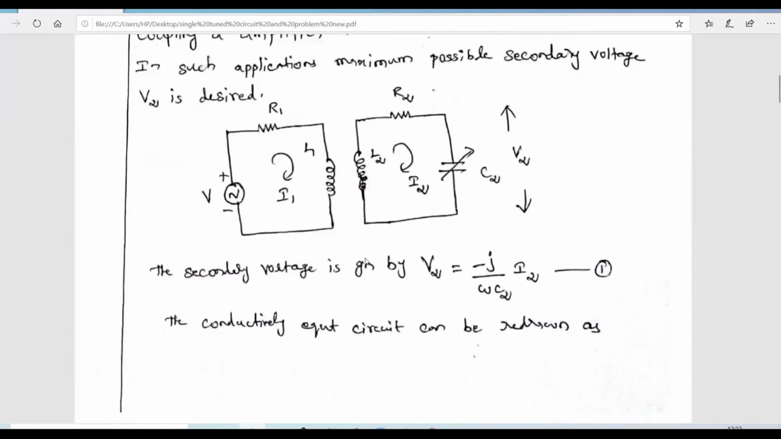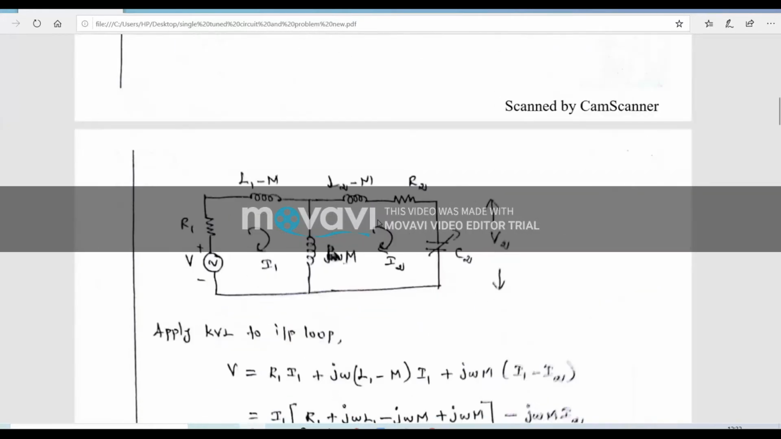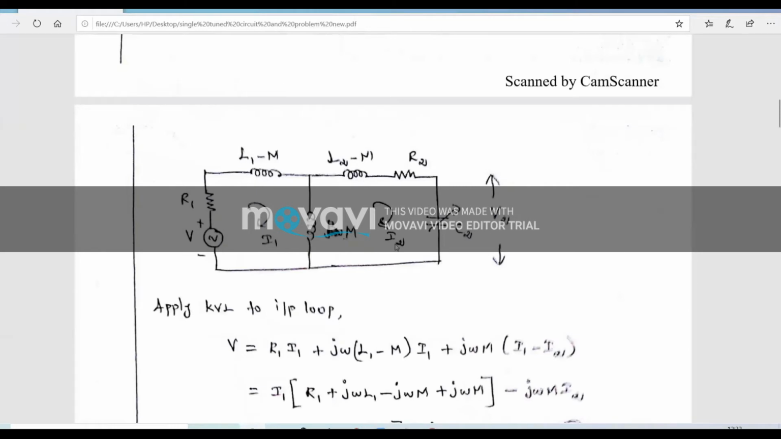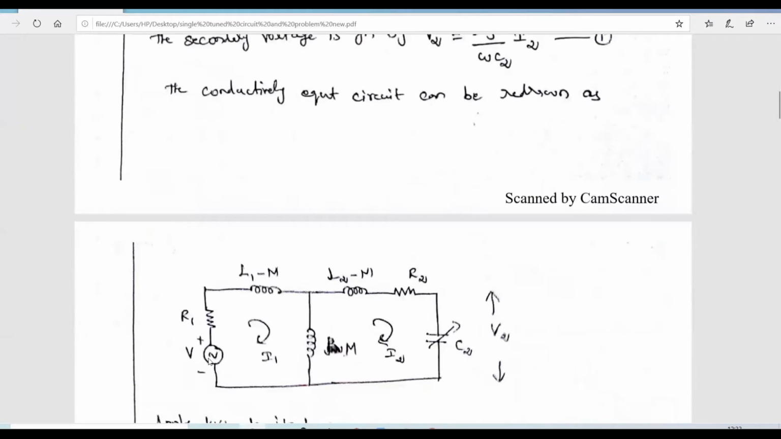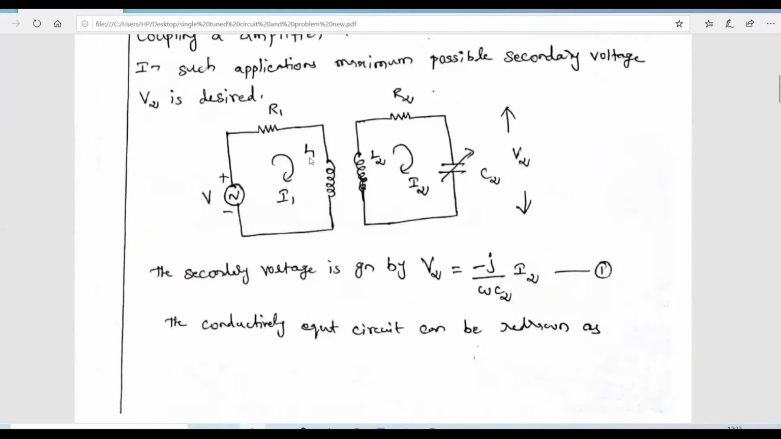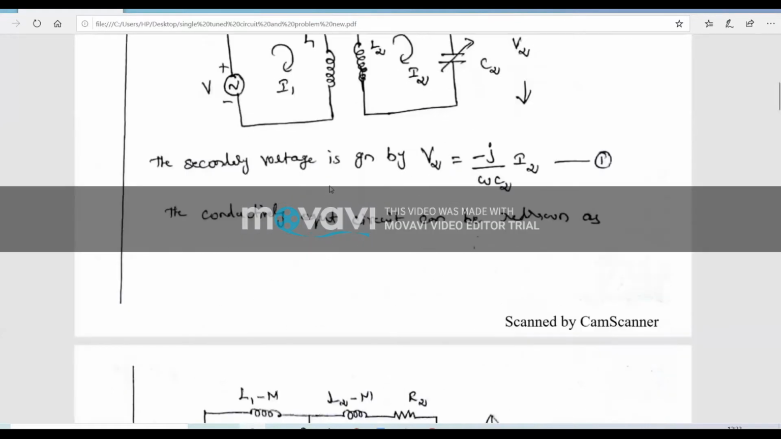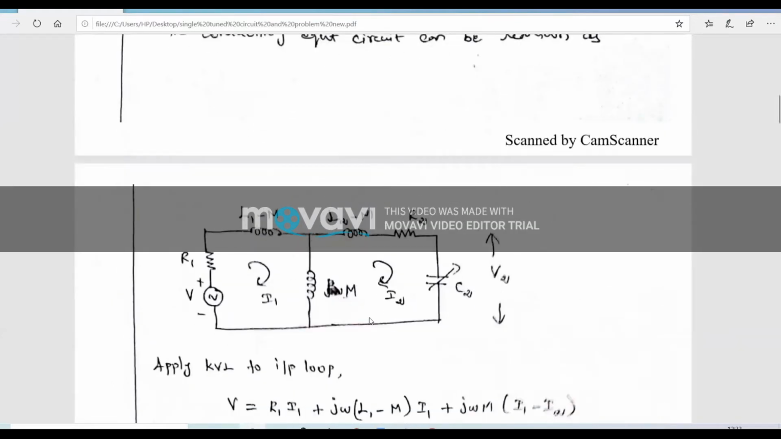So in this problem, we have to convert this magnetically coupled circuit into a conductively coupled circuit. Conductively coupled circuit means both the loops are connected together. In the primary side, we have the voltage source, the resistance R1, and the inductor. Instead of this L1, we have to put L1 minus M.